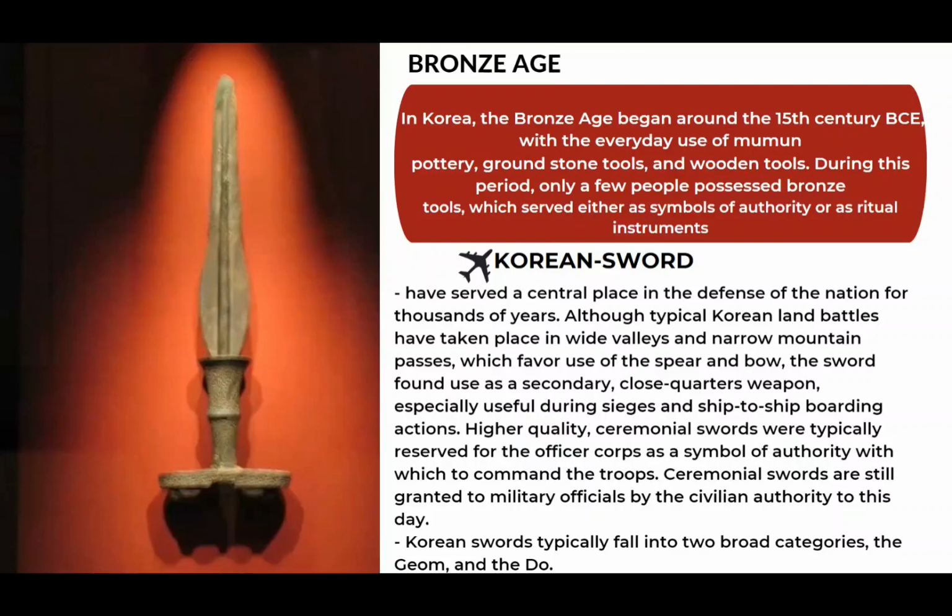Another fun fact about Korean swords is that they typically fall into two broad categories, the gyum and the do. The gyum is the double-edged weapon, while the do is a single-edged weapon, although exceptions exist. In common parlance, all swords may be referred to as gyum, the Korean translation, or written in hangul.